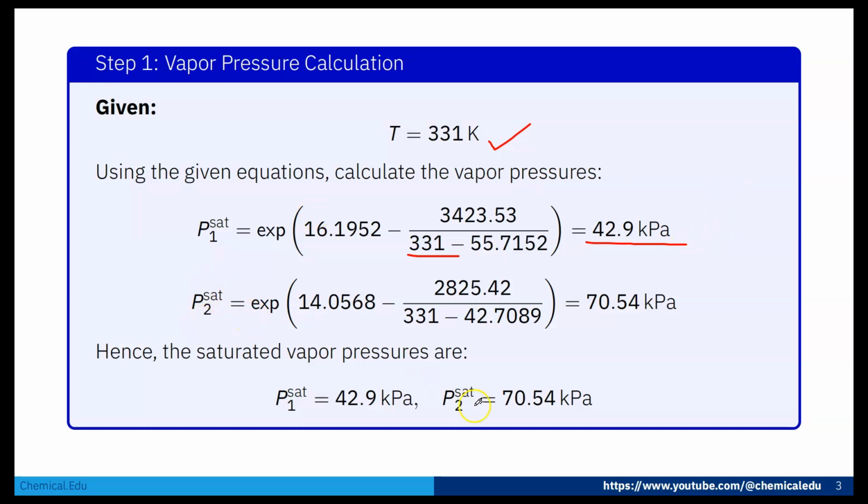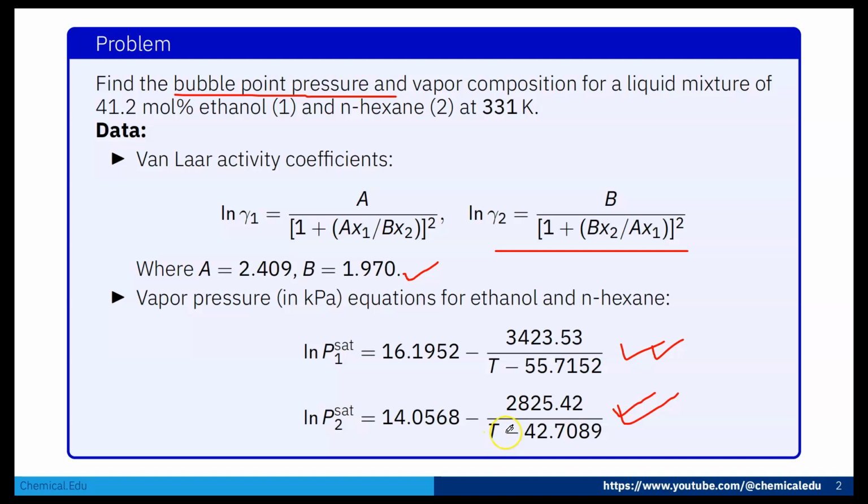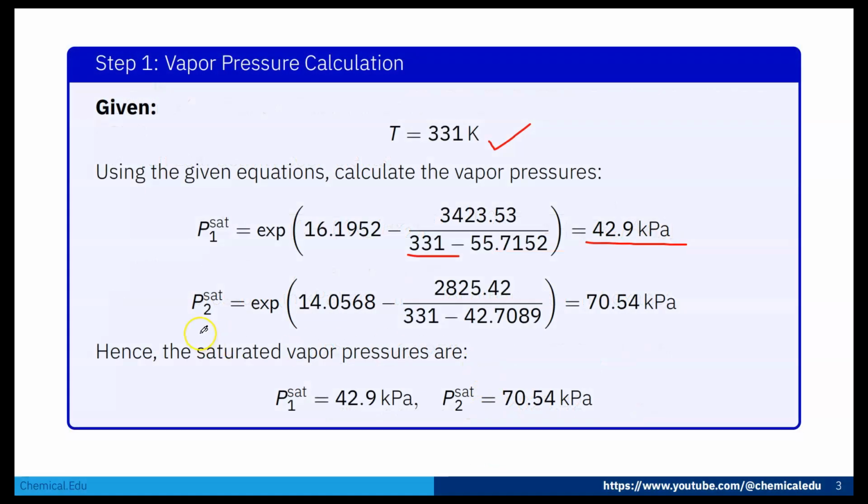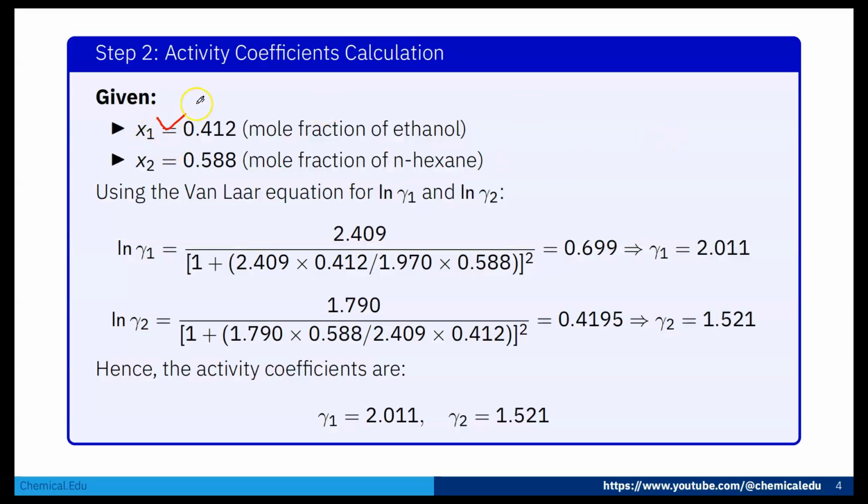Similarly, using this Antoine equation, if I plug T, we will get that P2 saturated is 70.54 kilopascal. So P1 sat is 42.9 kilopascal and P2 sat is 70.54 kilopascal, that we got from the Antoine equation at the particular temperature, that is 331 Kelvin. Now x1 is given, that is 0.412 mole fraction of ethanol. So we can easily calculate the mole fraction of n-hexane. That is x2 is nothing but 1 minus x1, that is 0.588.